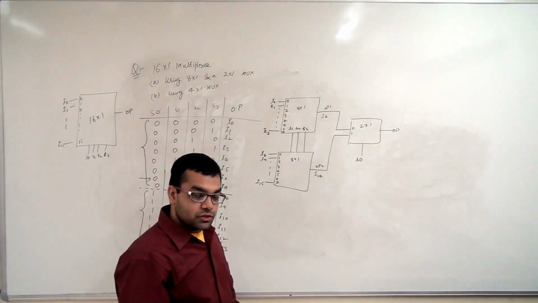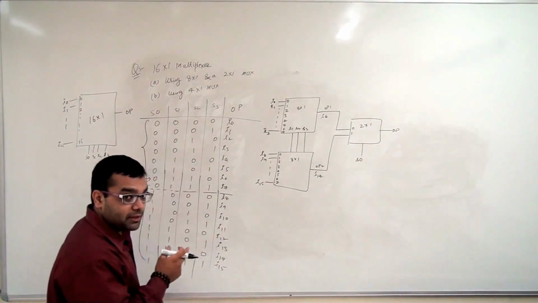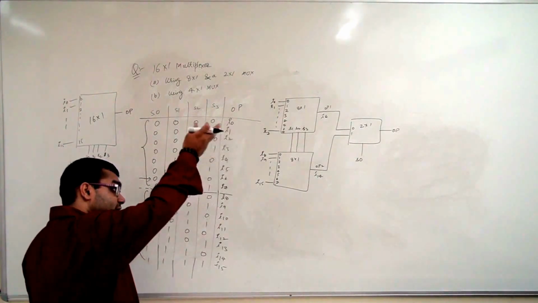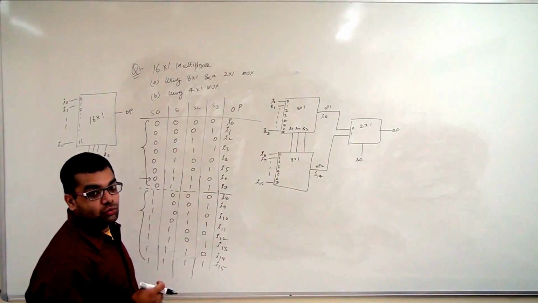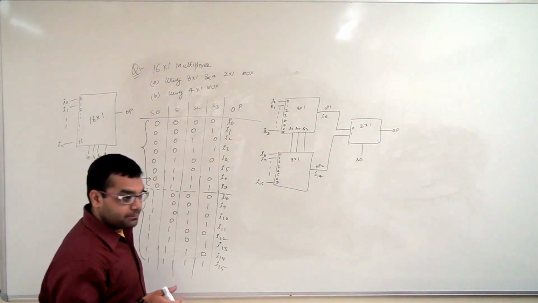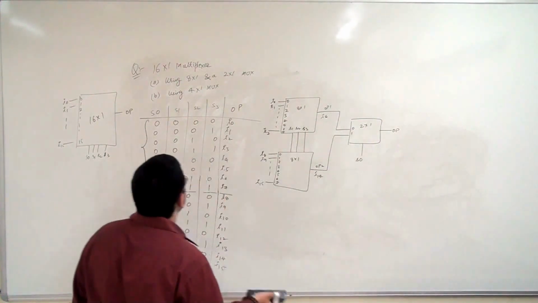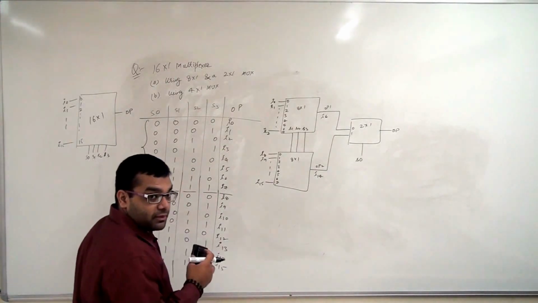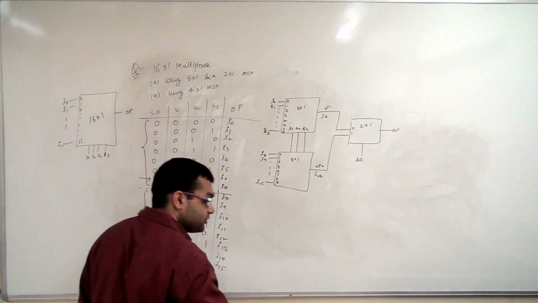Clear? So this is how we implement 16 cross 1 multiplexer using 8 cross 1 and a 2 cross 1. So this is actually a generalized rule or a principle that I gave you. How do you implement some higher multiplexer using the lower ones? Now in the B part, if we had to design it using the 4 cross 1 multiplexer, how many partitions will we make in our table now?